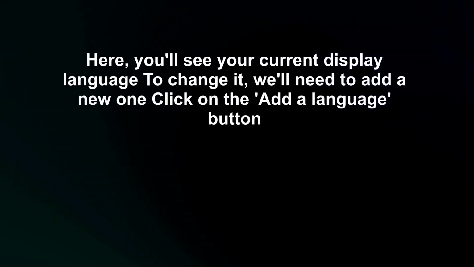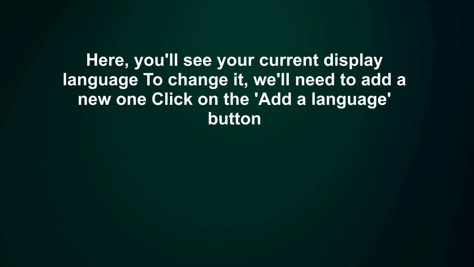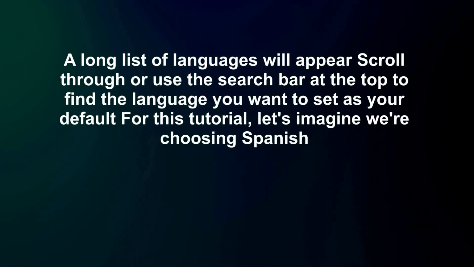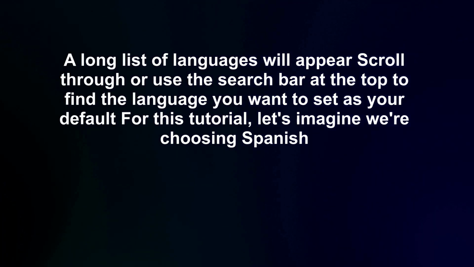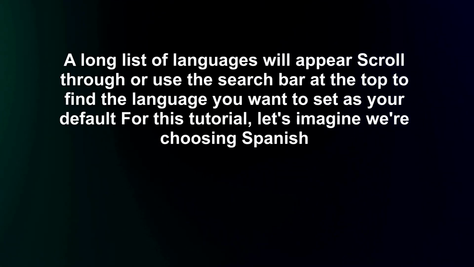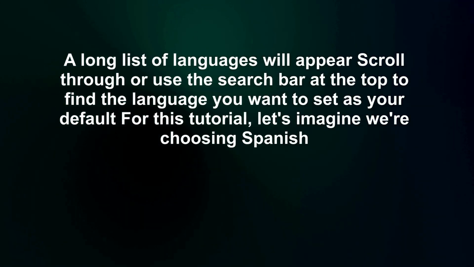To change it, we'll need to add a new one. Click on the Add a Language button. A long list of languages will appear. Scroll through or use the search bar at the top to find the language you want to set as your default for this tutorial. Let's imagine we're choosing Spanish.